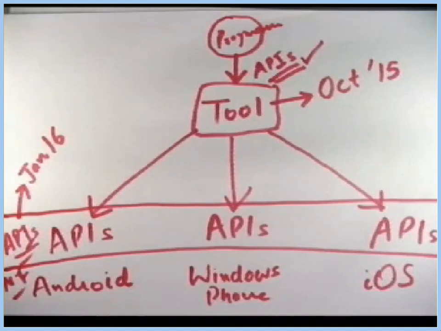Now, if a new feature is launched today, I might not be able to use that feature in my app today. Maybe when my tool gets updated after 15 days or after a month or after 2 months, then only I will be able to use that feature in my app. Because as of now, my tool does not support this particular feature. Is it clear now?